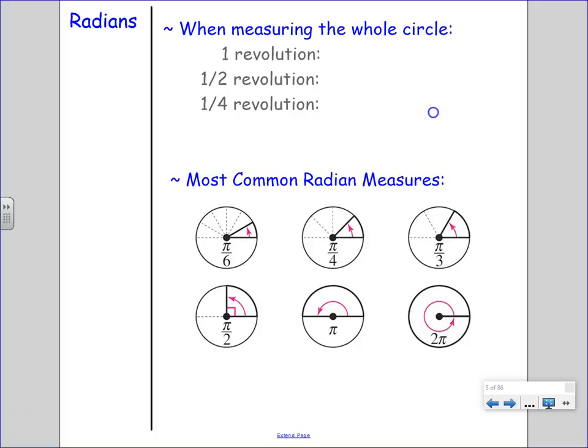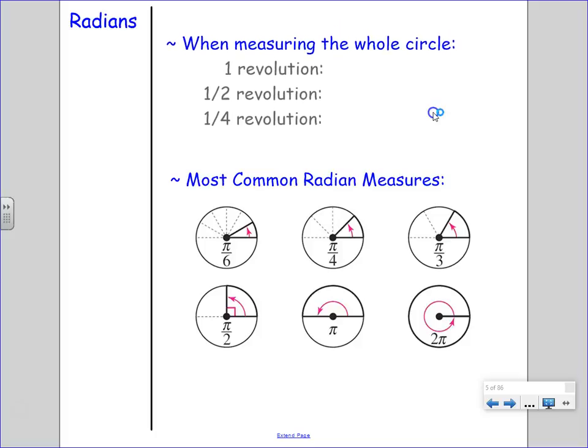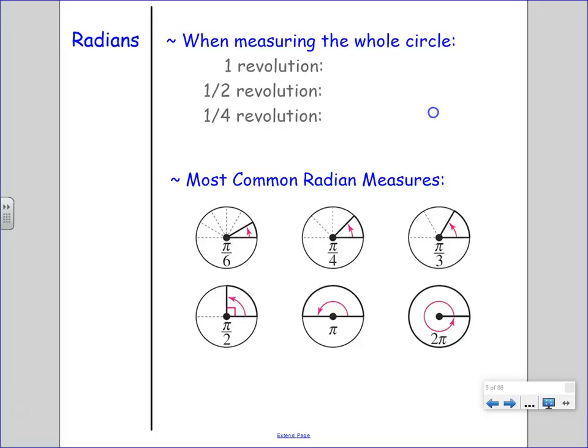pi over 6, pi over 4, pi over 3. Some of you are like, oh, unit circle's coming. But not until next section. That's good. Unit circle's coming, but not until next section.